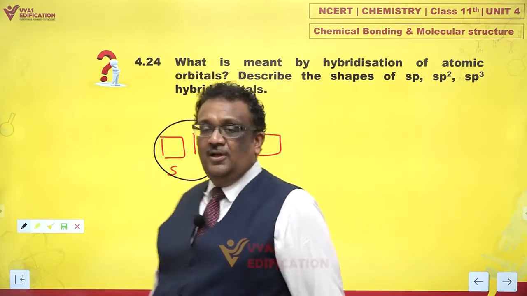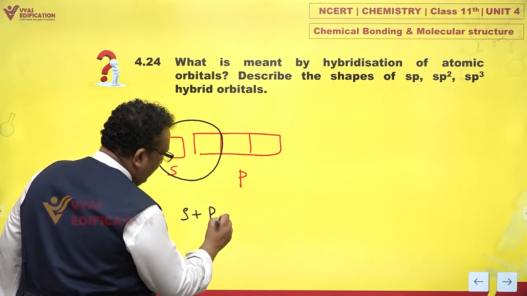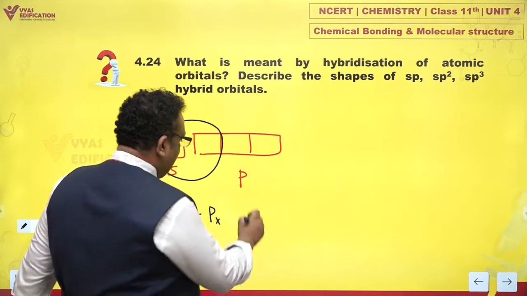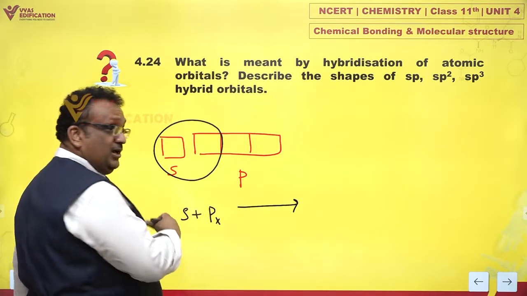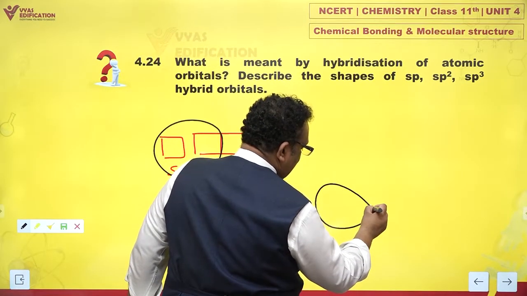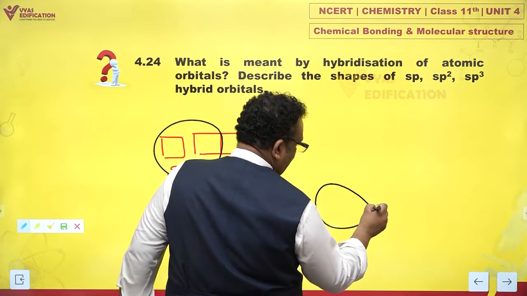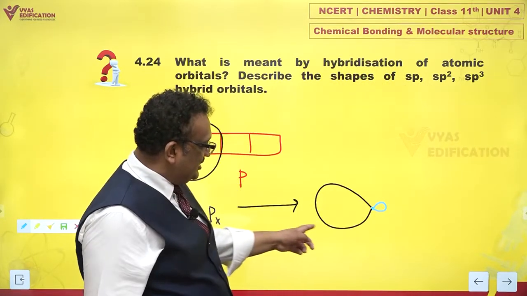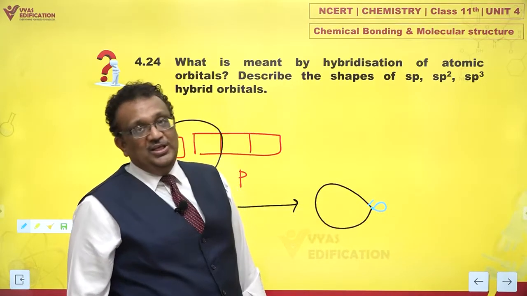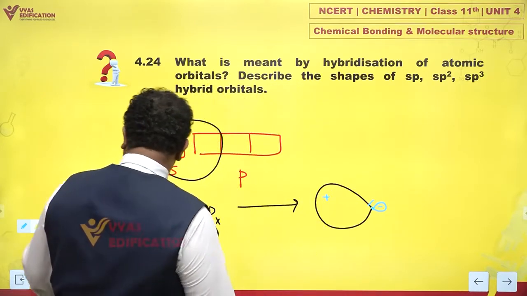Just mix them. You take one s and one p. It has to be px only. It could be py, pz, whatever. But once they mix, they are no longer two different s and px. Rather, you get sp hybrid orbital, and this is how we should draw it. This is the shape of one sp hybrid orbital. There's a small tail also, a small balloon. If this has positive, this is negative.